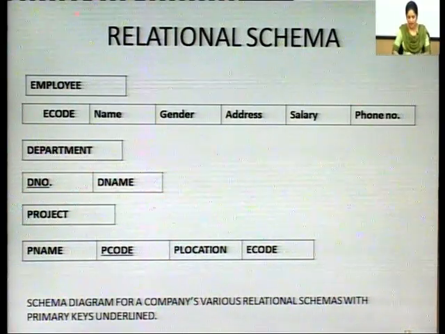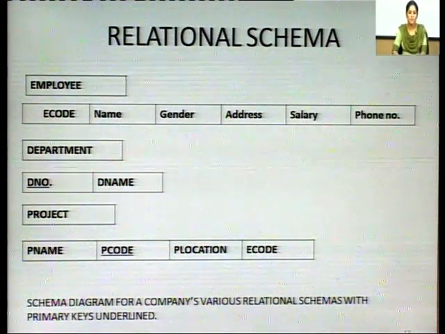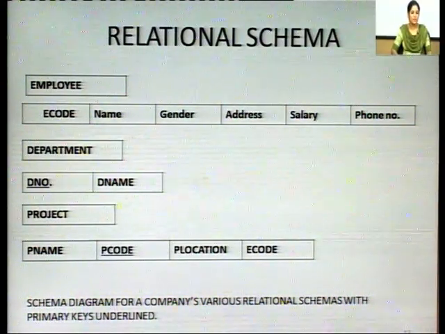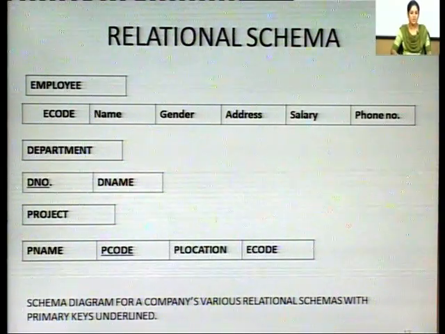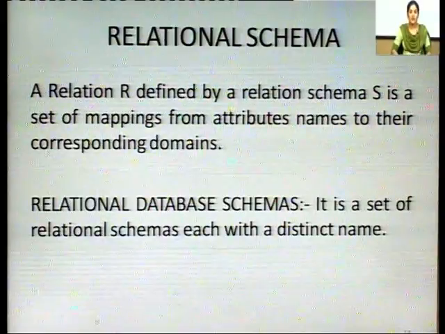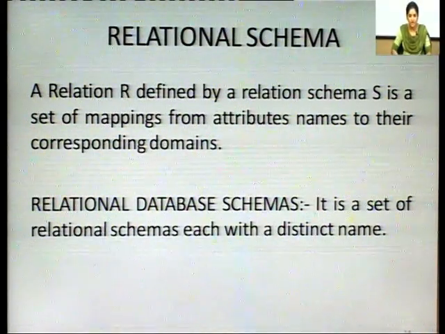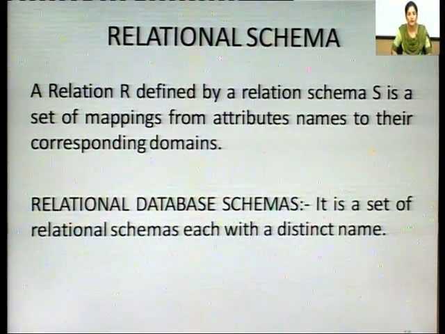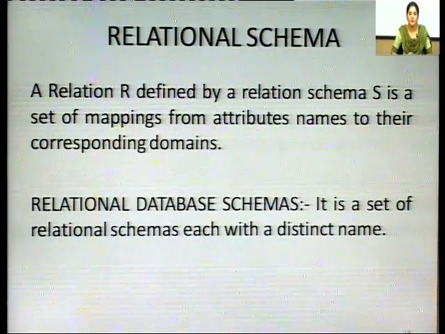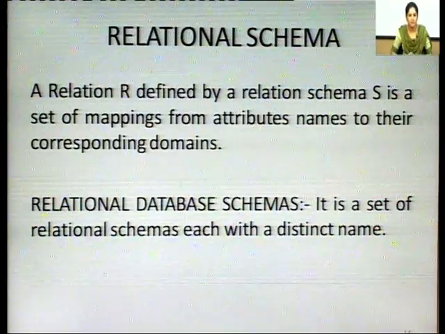This is the schema diagram for a company's various relational schemas, with primary keys underlined. The attributes which are underlined are known as the primary keys. These will have unique values. A relation R defined by a relation schema S is a set of mappings from attribute names to their corresponding domains. Next term is the relational database schema: it is a set of relational schemas, each with a distinct name.